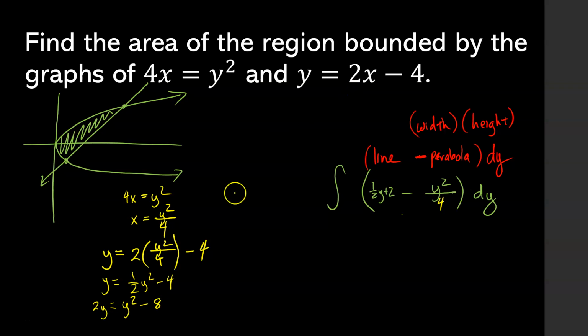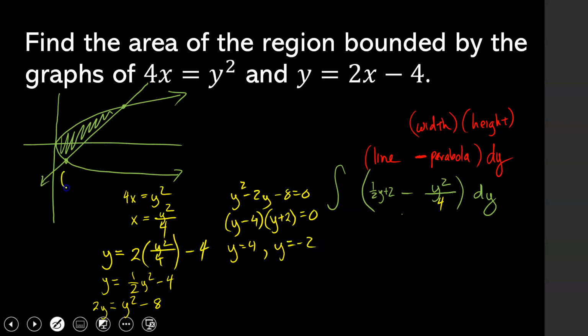Keep going. y squared minus 2y minus 8 equals 0. And can we factor? We sure can. That's going to be (y minus 4)(y plus 2) equal to 0. So y is equal to 4, y is equal to negative 2. So this is some x, negative 2, and this is some x, positive 4.